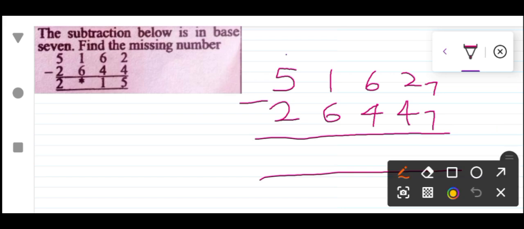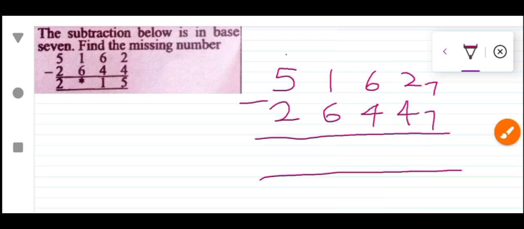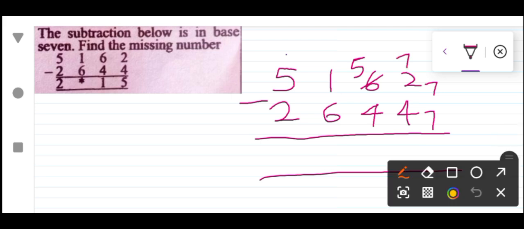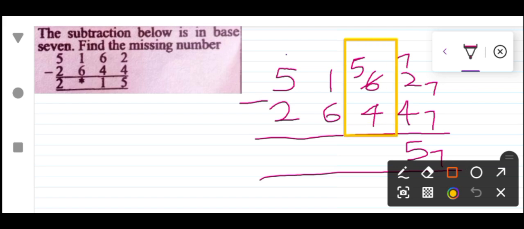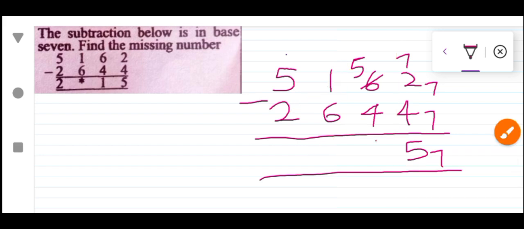So let's see the first part. 2 minus 4 is impossible, so we have to borrow from the next value, which is 6 there. So this becomes 5, and since we are borrowing the base, that becomes 7. Now let's see what we have right here. 7 plus 2 is 9, then minus 4, that's 5. So we have 5 right here in base 7. And checking the other one, we have 5 minus 4. That's possible, so we have 1.